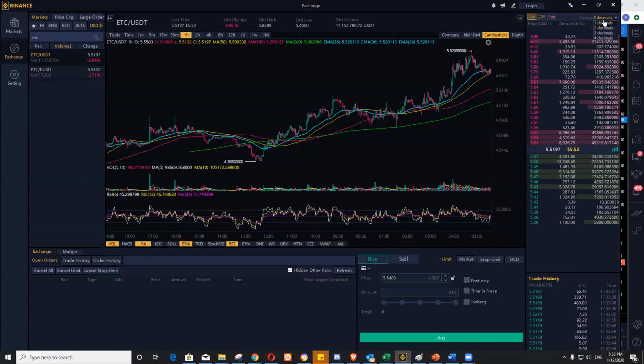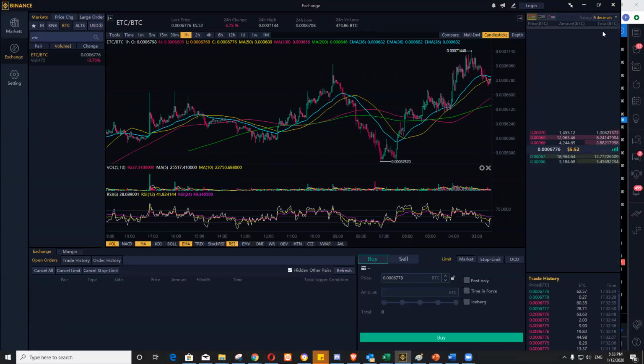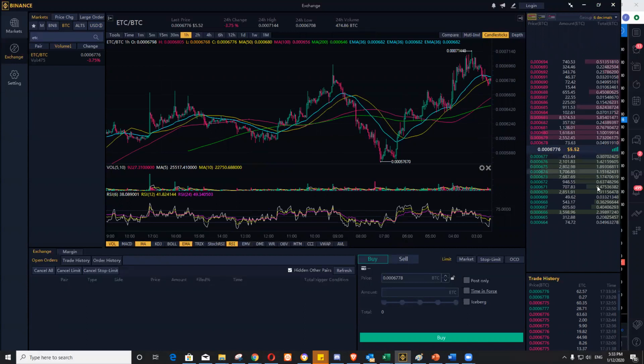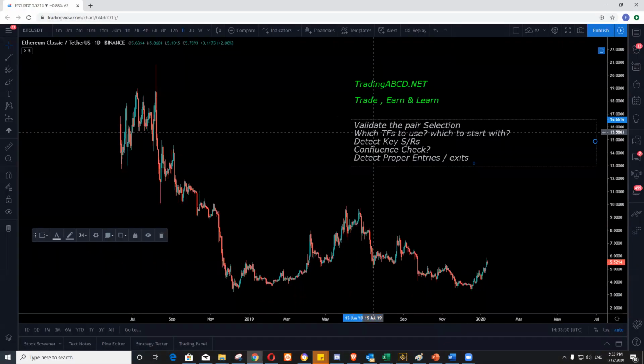Even if you check the BTC pair, ETC BTC, I want to go small, like 6 decimals. So I can see the order book is okay. Actually, it's not very big, but it's not very thin either. I will be focusing on the USDT pair, which was good enough. So my selection is okay.